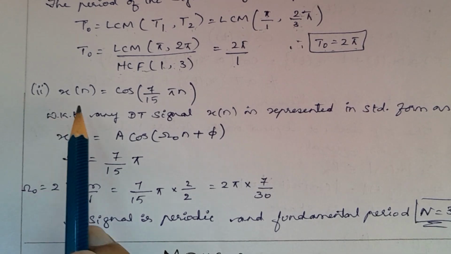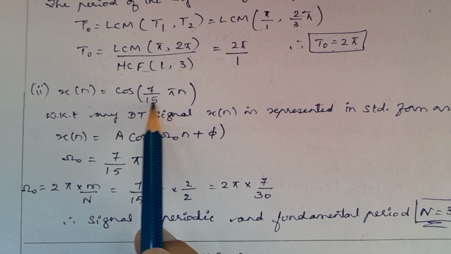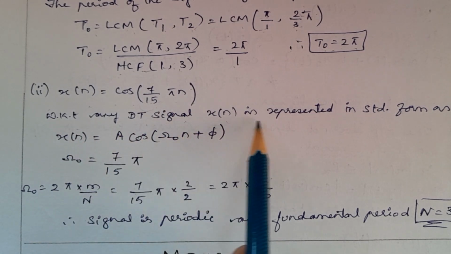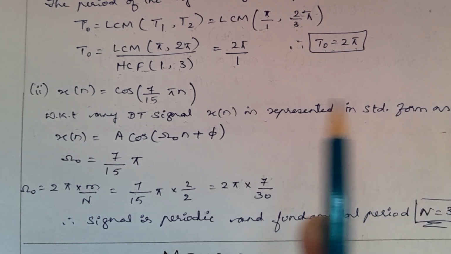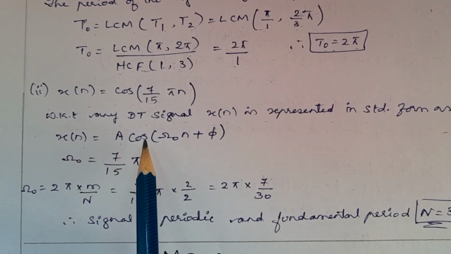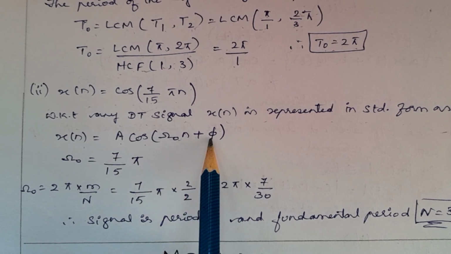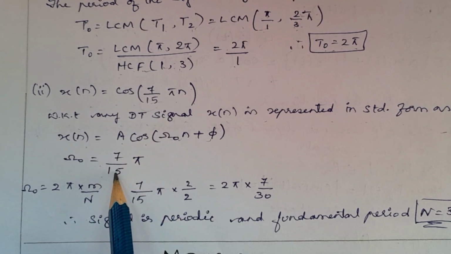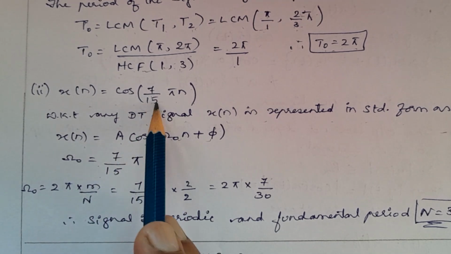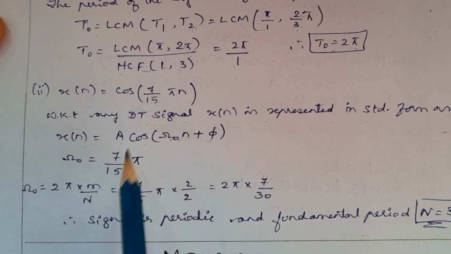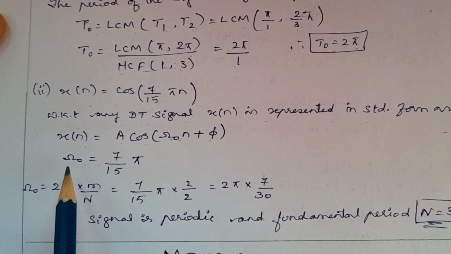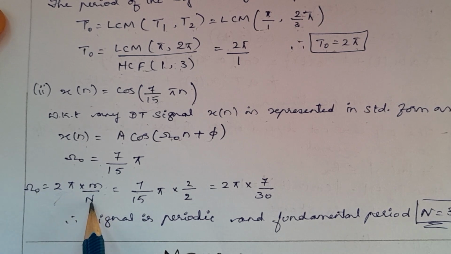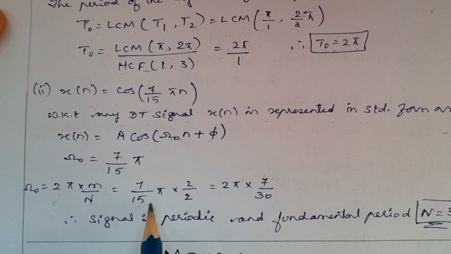Then second problem, x of n equal to cos of 7 divided by 15 pi n. We know that any DT signal x of n is represented in a standard form as x of n equal to A into cos of omega naught n plus phi. Omega naught equal to 7 by 15 pi. Compare these two equations. So omega naught value, we know that 2 pi into m divided by N equal to 7 by 15 pi.